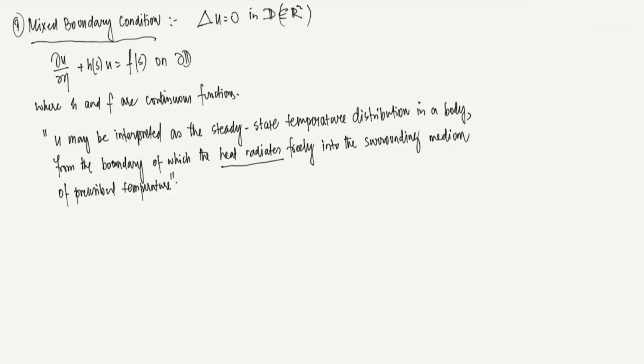So this is 3. And there is another boundary condition. It's called a Robin boundary condition. So this is the last one, the Robin boundary condition. Again, same thing: we are actually looking for Laplace u equals 0 in some domain D, which is a subset of R2.